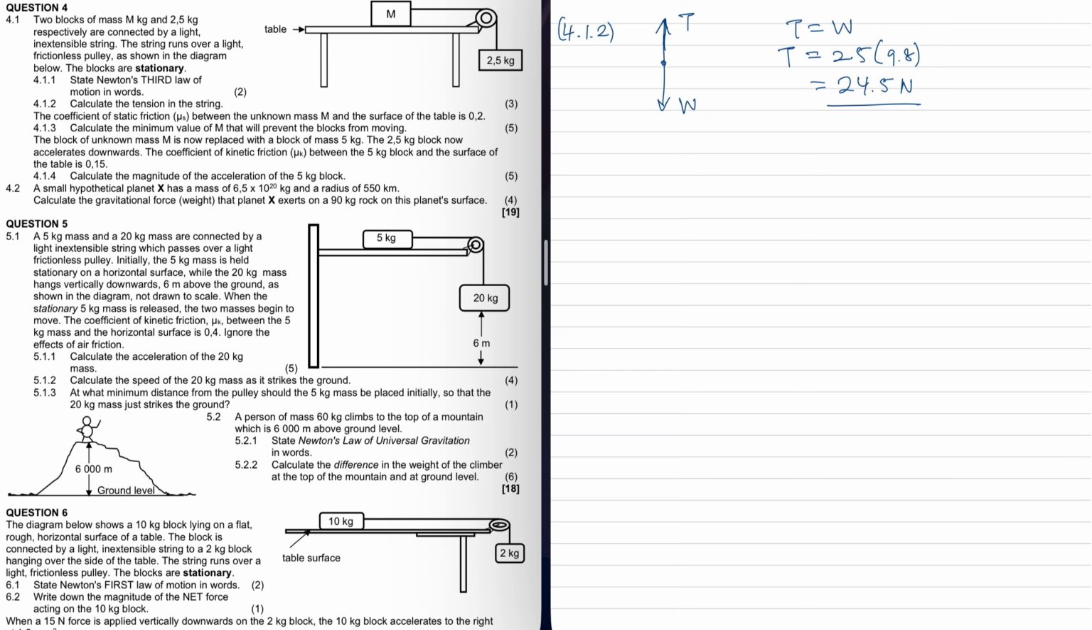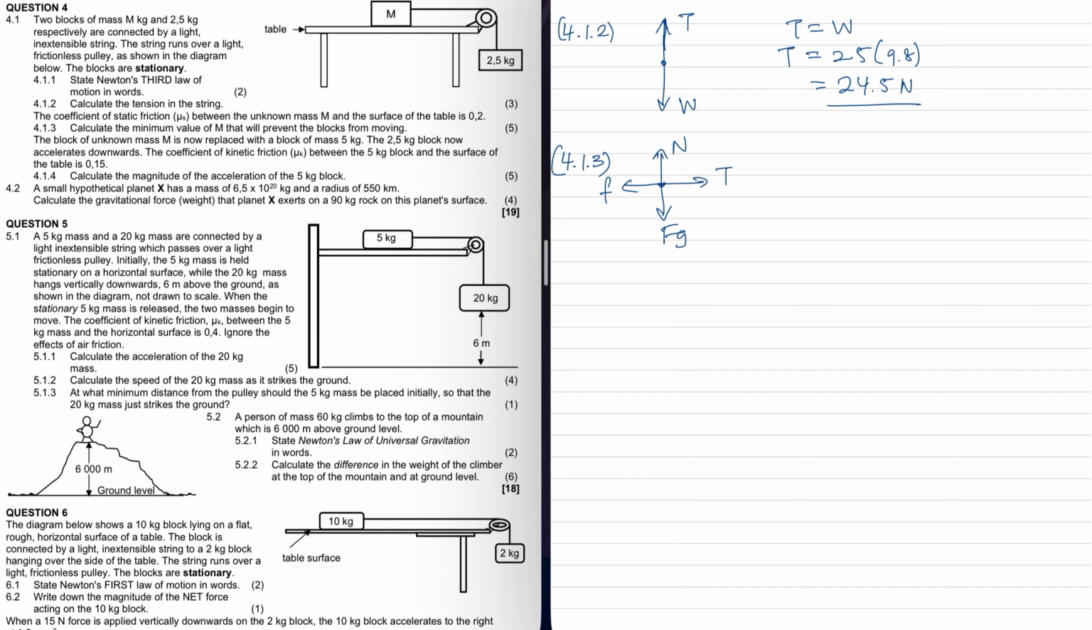Calculate the minimum value of m that will prevent the blocks from moving. Okay, so question 4.1.3. What we need to do here is draw a free body diagram for m. So m is going to have its force of gravity, its normal, and its friction that's going to prevent it from moving to the right. So friction will act left, and there's going to be tension.